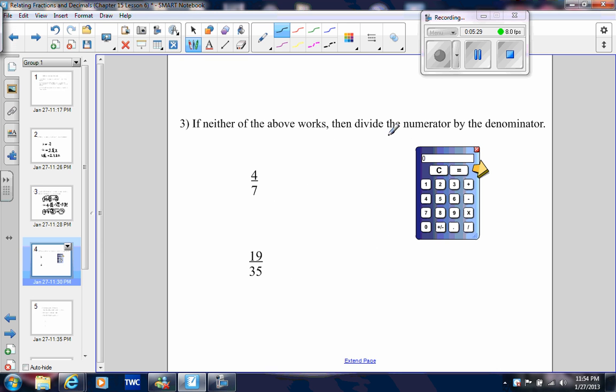All right, like I said earlier, if neither of those work, then you can just take the numerator and divide by the denominator. So I'm just going to take 4, divide by 7, and press equals, and I get a really long decimal here. Many times what they'll ask you to do is just round that to 2 decimal places. So in this case, I've got 57 hundredths. Add a 1 after it, so that would mean it would stay at 57 hundredths.